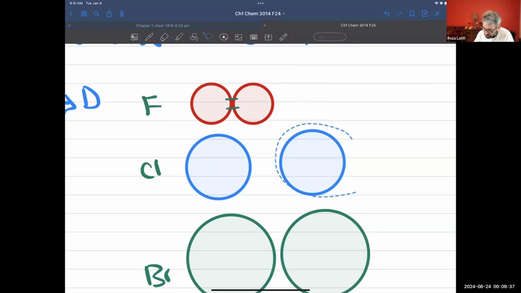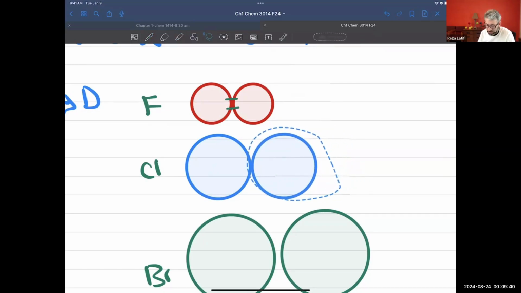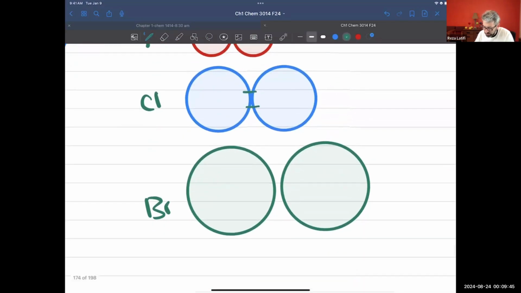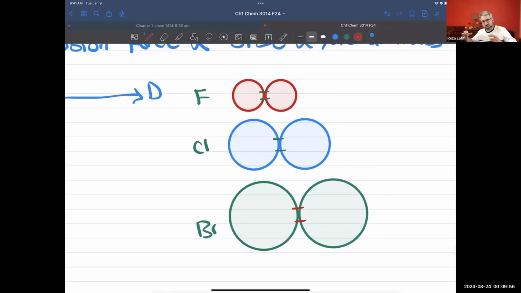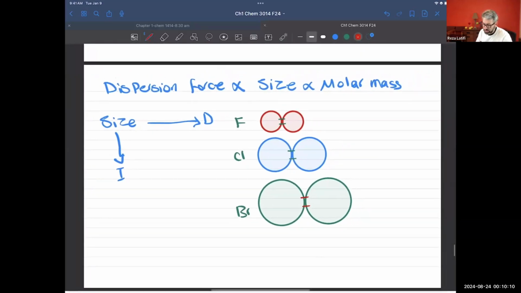If you compare it with chlorine, that one got bigger. Next, if you move to bromine, again, it will be bigger. So as we increase the size, the surface available for interaction between two molecules goes up. In that case, we say the dispersion force got stronger.